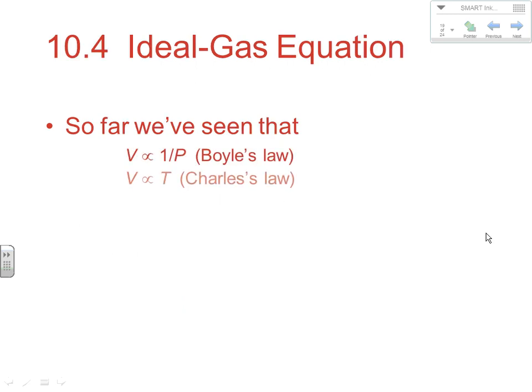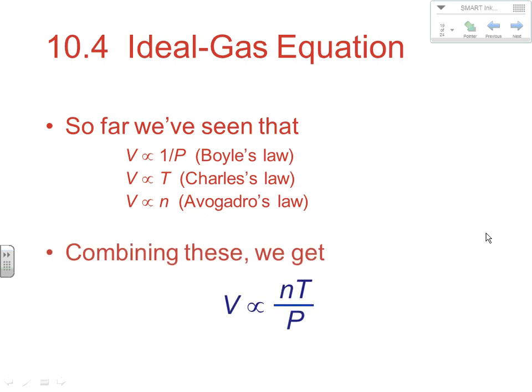Now, section 10.4 gets into the ideal gas law. So far we've seen that volume was directly proportional to inverse pressure, volume is directly proportional to temperature, and volume was directly proportional to the number of moles. So we have Boyle's, Charles', and Avogadro's law expressed here, and these all deal with volumes. Well, if we combine them, we would see that volume is going to be directly proportional to the product of n and T over P.